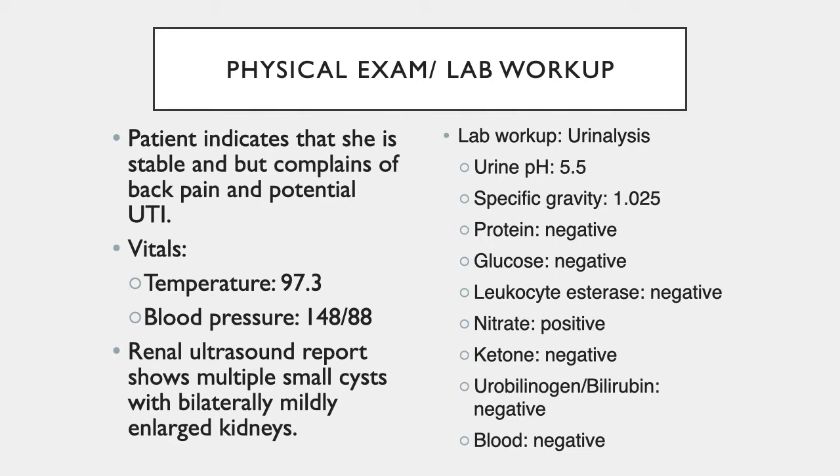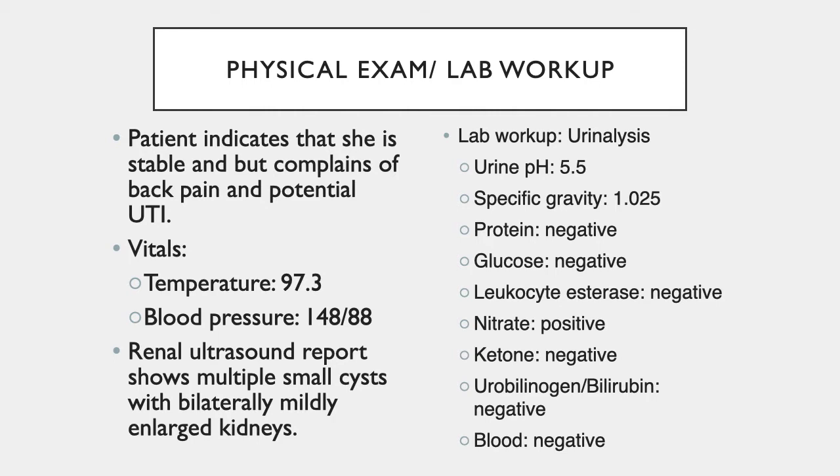In regard to her laboratory workup, a urinalysis is conducted and comes back relatively normal. She has a urine pH of 5.5, which is within the normal range of 5 to 7, and has a normal specific gravity of 1.025, which is in the typical range of 1.001 to 1.035.